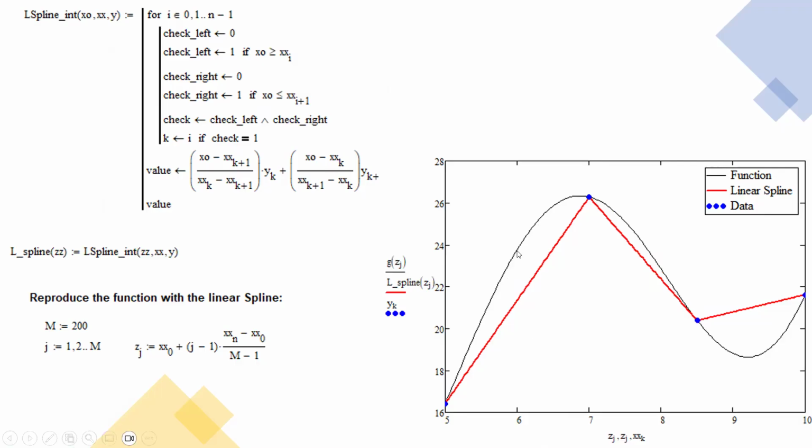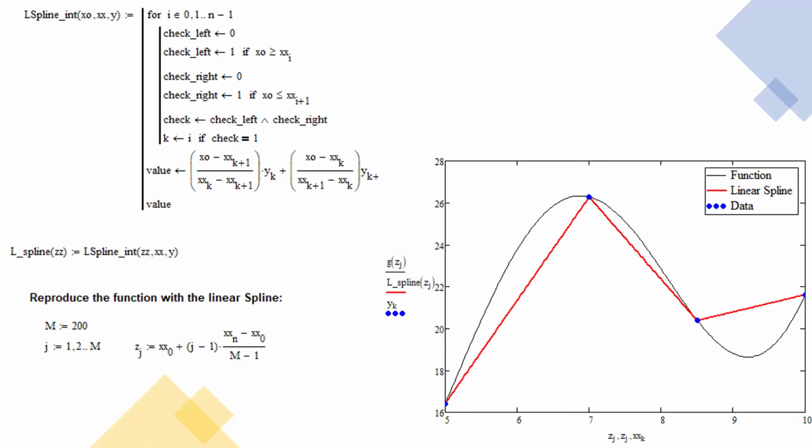See, if you look at it, it doesn't perfectly capture the curvature of the function. However, it remains stable and doesn't produce the oscillation. And this is about the linear splines. But as you can see, there is a limitation for the linear splines because the derivative is not continuous at the data points.